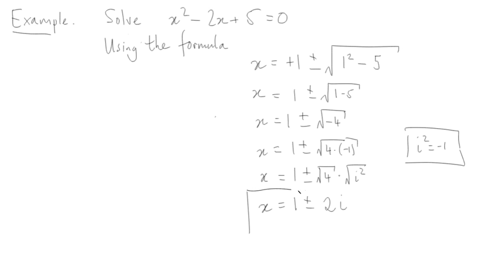So we have an answer, but it's not a real number answer, it's a complex number answer. You can either leave your answer like this and write x1 is equal to 1 plus 2i, and x2 is equal to 1 minus 2i. It's also common to represent this on what's called an Argand diagram, or the complex plane.